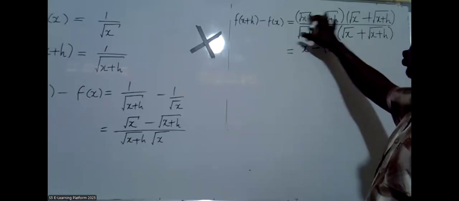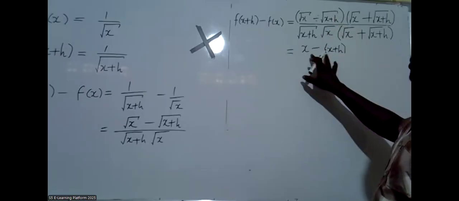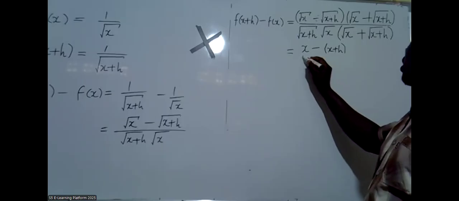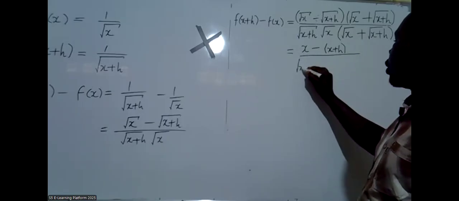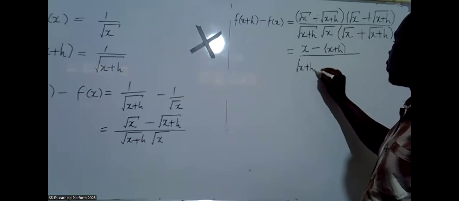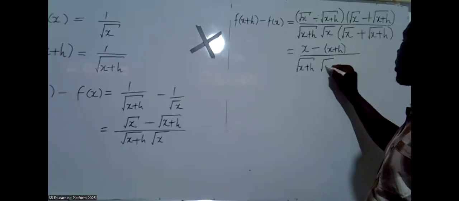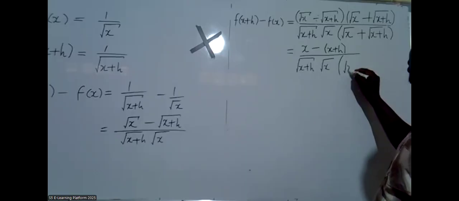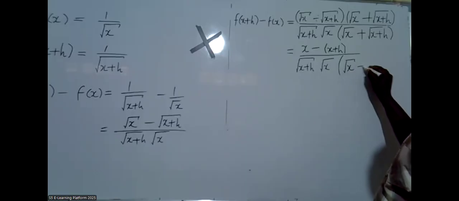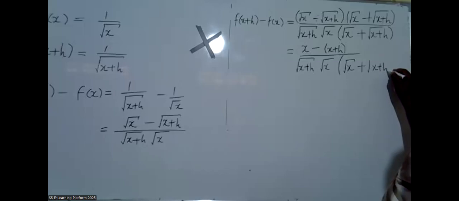Only that. So the whole of this has simplified to this one. That is, the whole numerator has simplified to this. The denominator, leave it the way it is. That is root x plus h times root x. Then this one is in brackets, root of x plus root of x plus h in brackets like that.